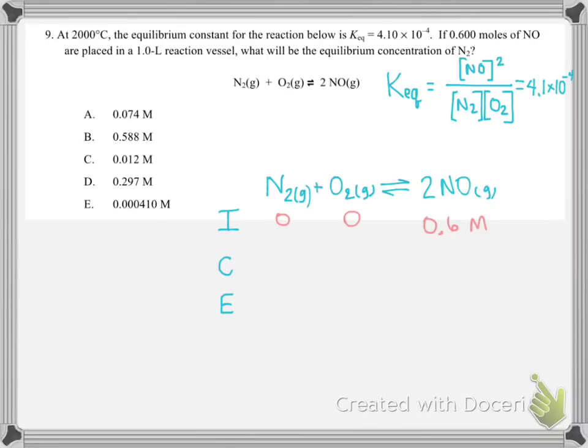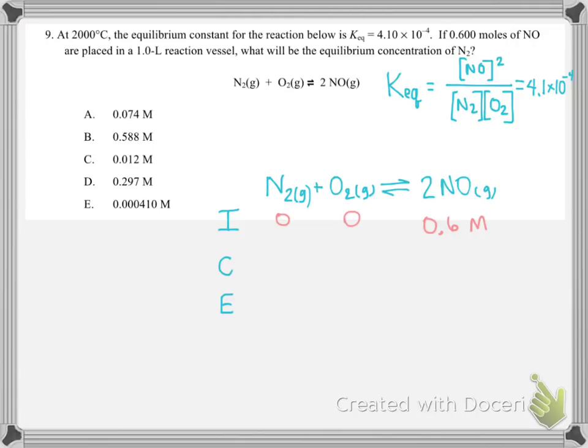Okay. Here we have a problem where they give us a reaction and its KEQ. And they give us some initial conditions. They're asking us for equilibrium, and so we're going to have to ICE it out.